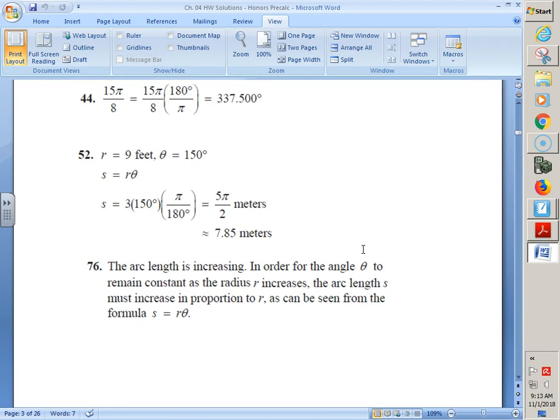For number 76, it was talking about the proportionality of different variables with arc length, which is S, and radius. So 76 is more of a relationship problem. And so it says arc length. Is 76 a degree or radian? Oh, we actually talked about that one in class. Yeah. Nice. So forget that.